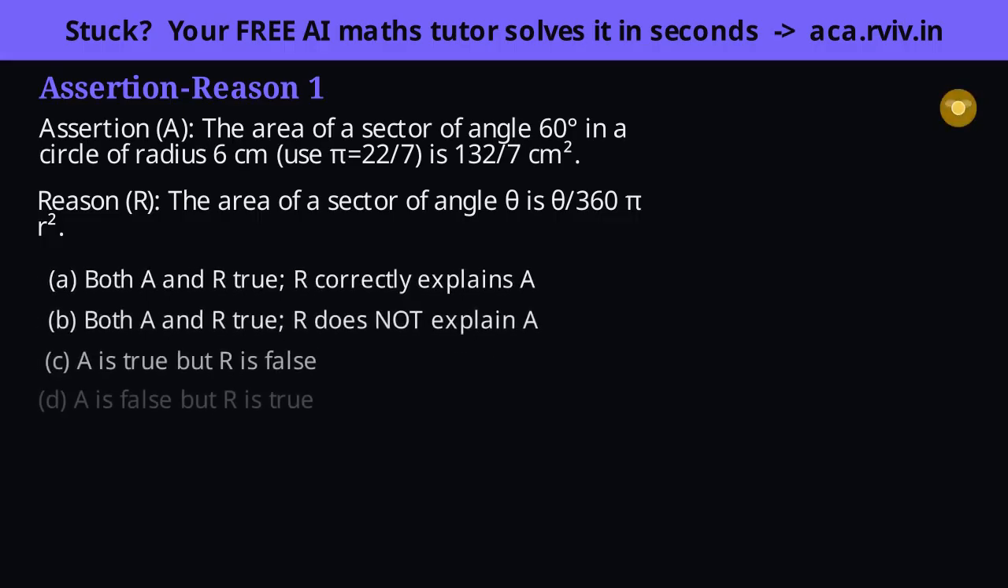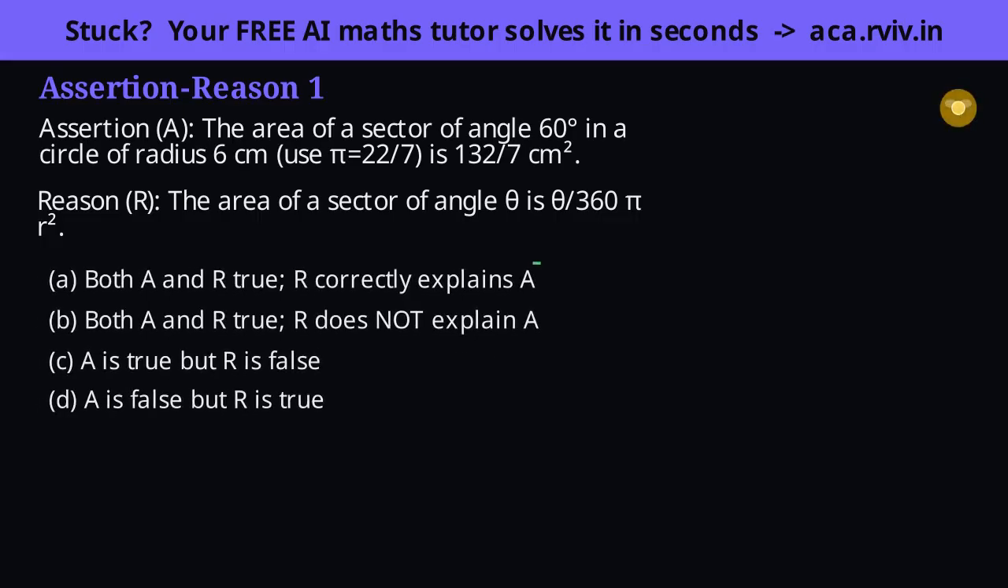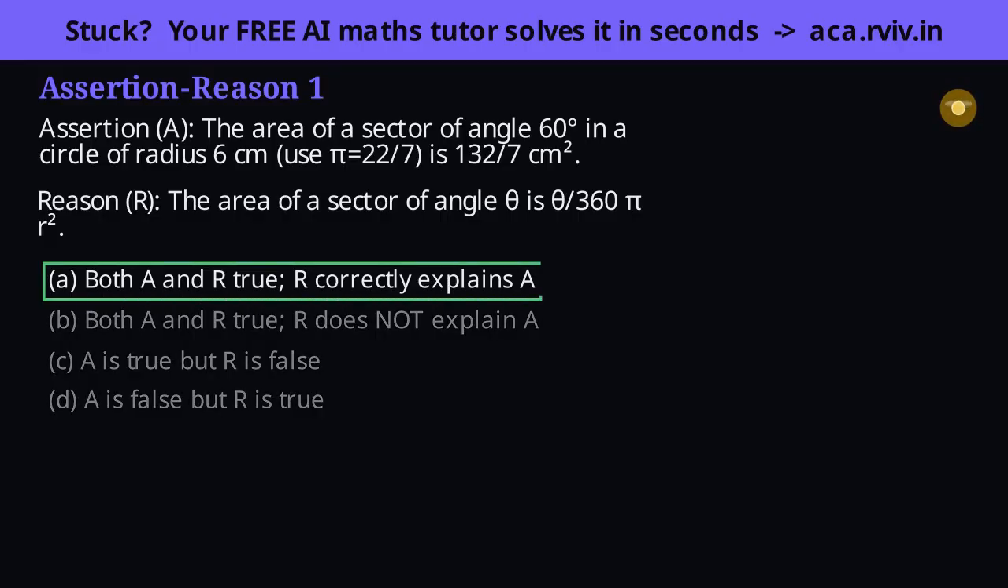Which option is correct? Test the assertion. 1/6 of 22 over 7 times 6 squared, 36, is indeed 132 over 7, true. The reason states the sector area formula, which is true, and it is precisely the rule we just used, so it genuinely explains why the assertion holds. All three checks pass, so the answer is A. Both true and the reason explains the assertion. If the reason had been true but unrelated, the answer would drop to B. That's the distinction to watch.